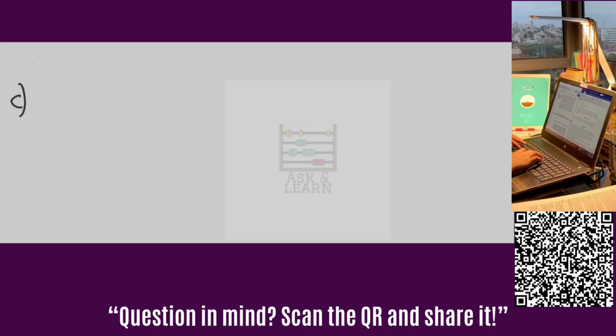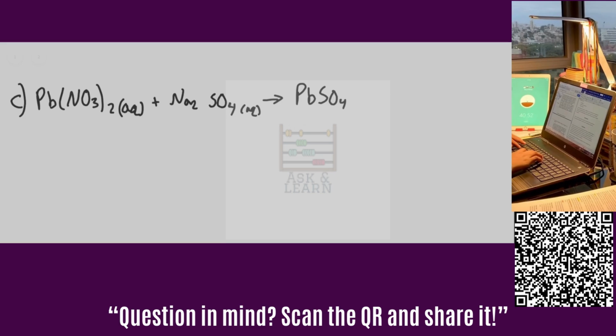So in part C, the reaction which we're given is lead nitrate reacting with sodium sulfate, and this here is producing lead sulfate, solid, and 2 sodium nitrates.